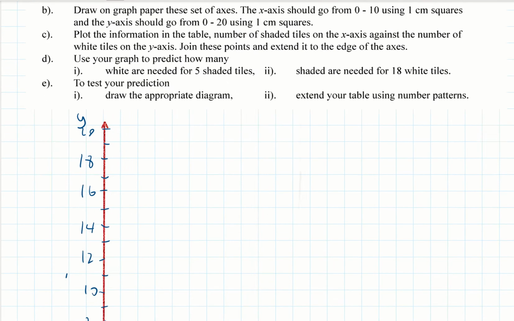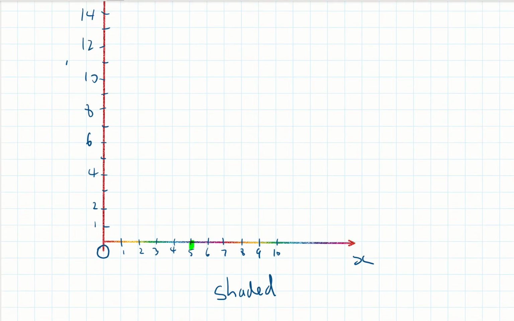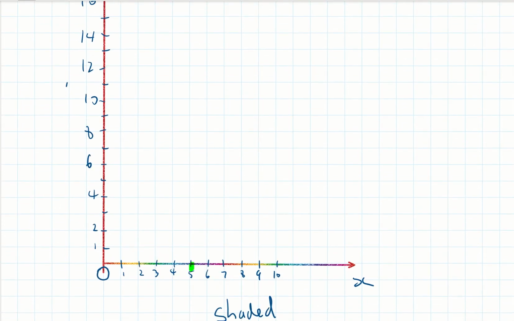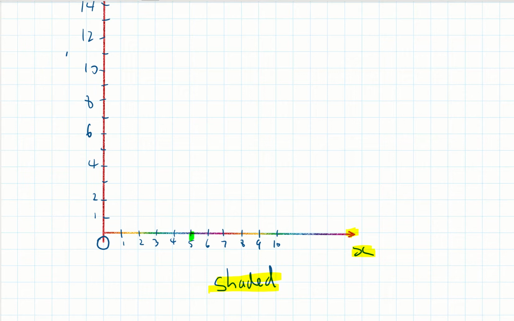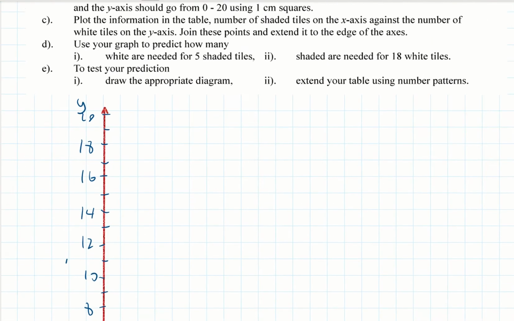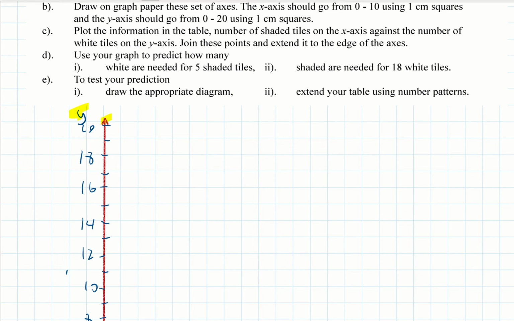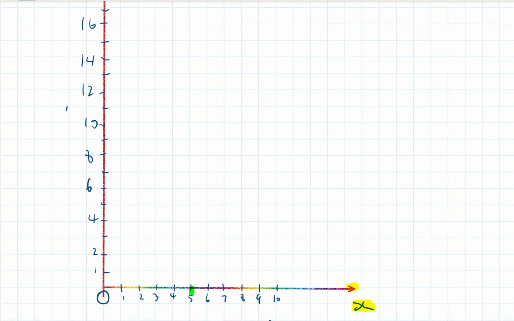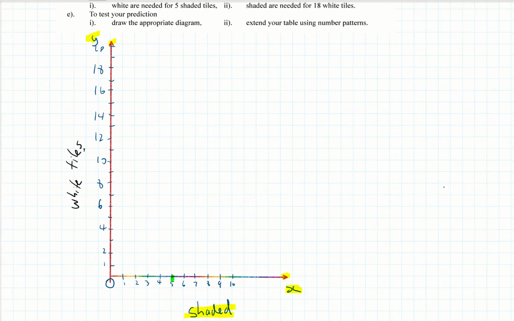And we've got to draw up the graph. I've already done this, something I prepared earlier, so let's have a look at some of the things I put on there. I put a little arrow on the end. Notice that little arrow there. And I put an X down there. I also said that these were the shaded, like here. So the X is the shaded tile. And on the up one, I've got a Y, I've got a little arrow, and I should put on there white tile. Z. Okay, brilliant.